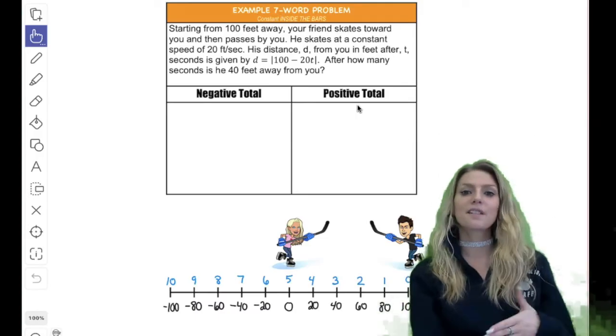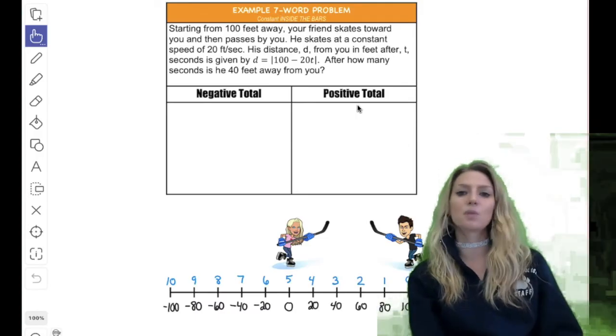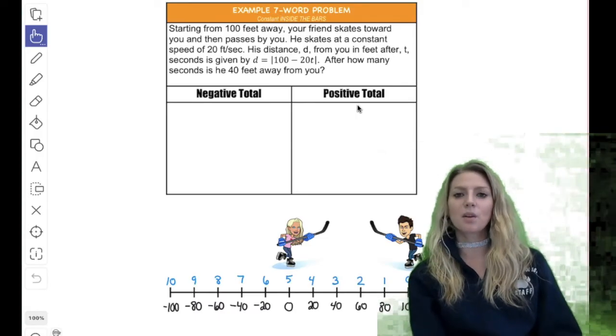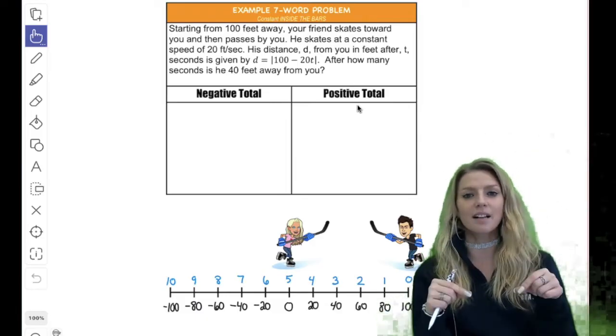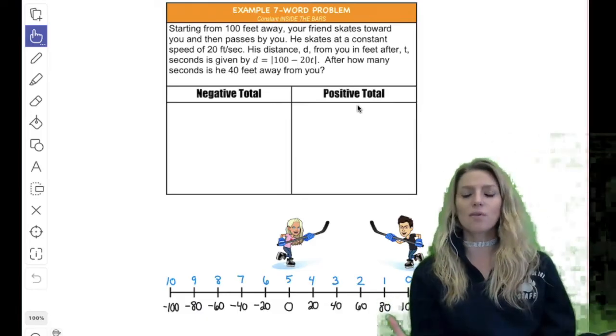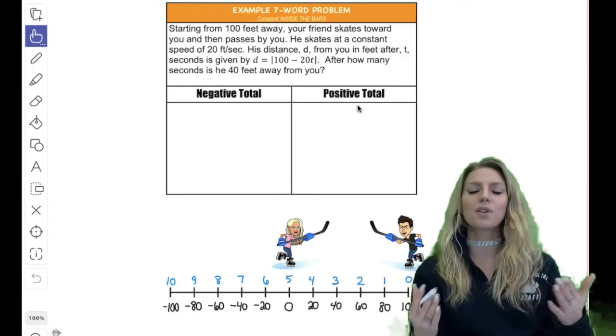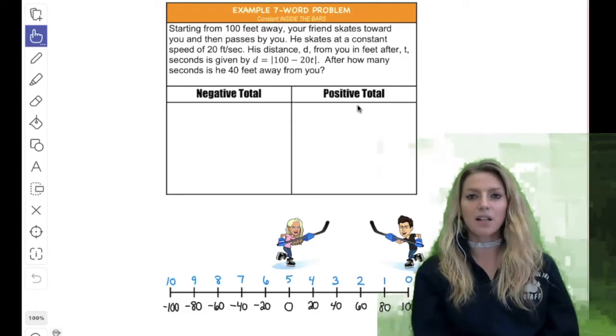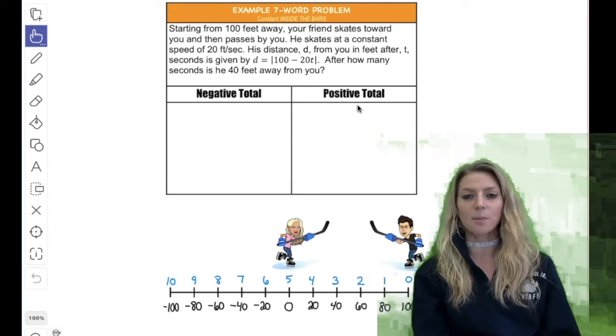All right, everybody, for this last question, example 7, we're going to do a word problem, and we're still doing an equation where the constant is inside of the bars. So I'm going to go over the word problem, and we're going to talk about how the graph that I have down here matches up with the word problem and also matches up with the equation.